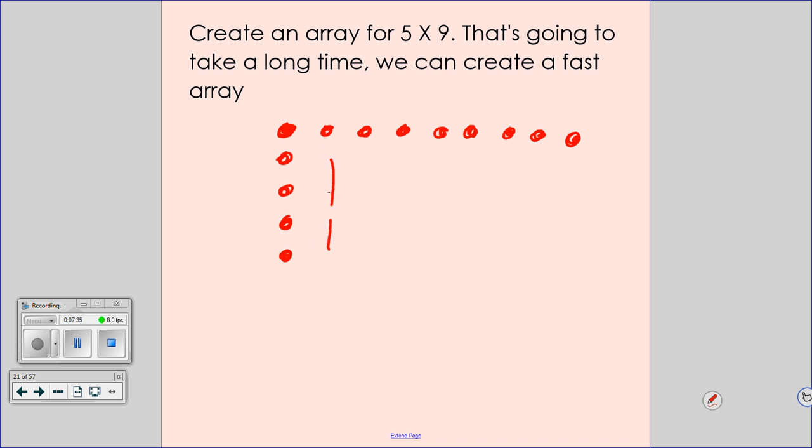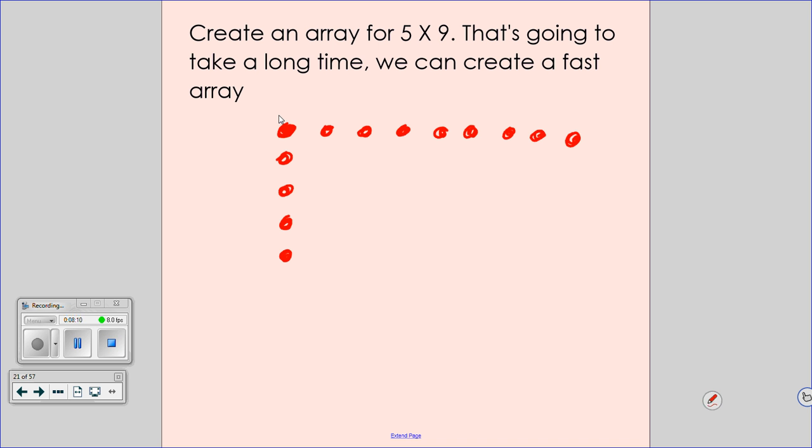Do you know what goes here? Yeah, it's just a group of 5. So do I need to fill in the whole thing? No. As we are making arrays of these really large numbers, don't waste your time filling in all those dots. Make a fast array, and you can fill in the rest with your brain. You know what goes there.